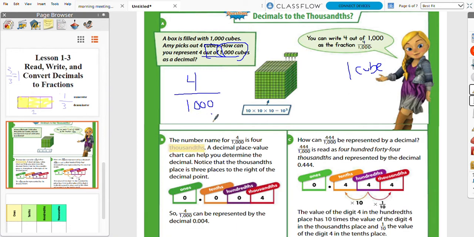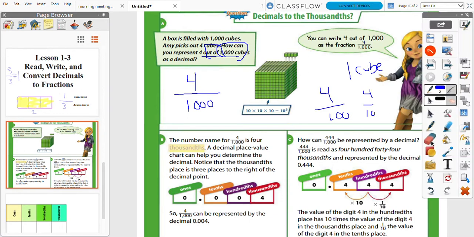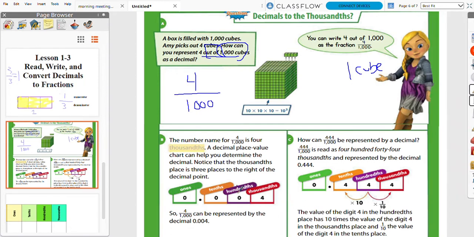You think of the place value. If it was just 4 out of 100, it would be 4 hundredths. If it was 4 out of 10, it would be 4 tenths. You add that sound at the end. Hundredths, tenths, thousandths. And those are the 3 place values that you'll learn in 5th grade. So if we have 4 thousandths, you can go to your chart and you can put your 4 in the thousandths place, and you will know that it's 0.004, or 4 thousandths.